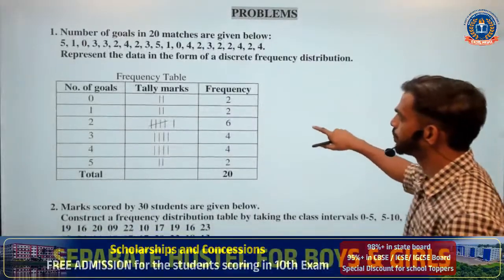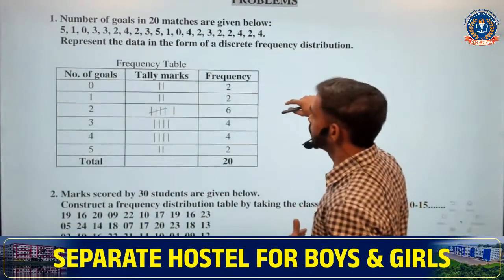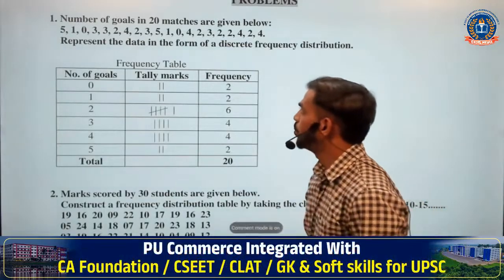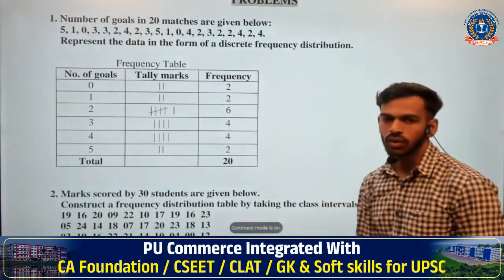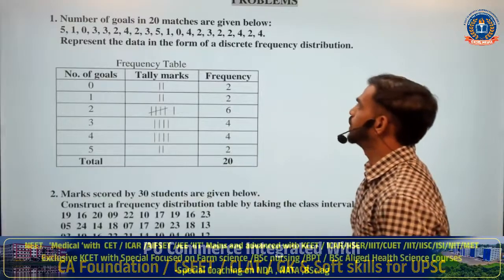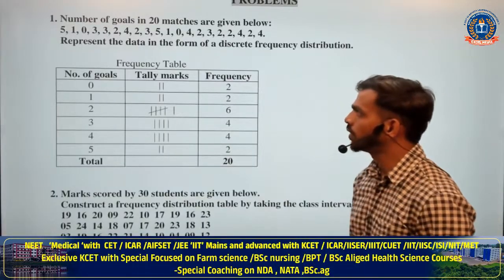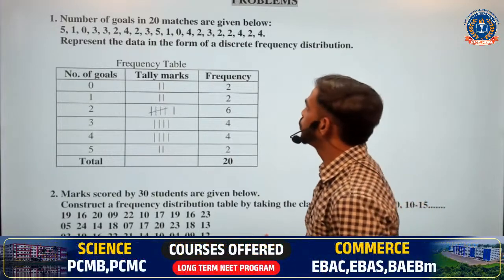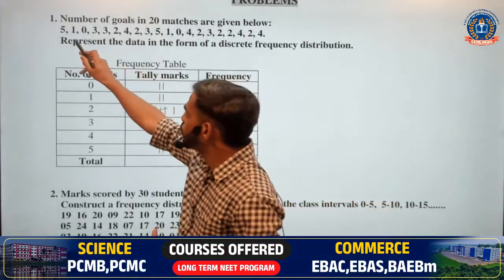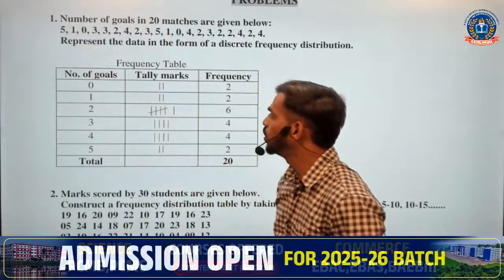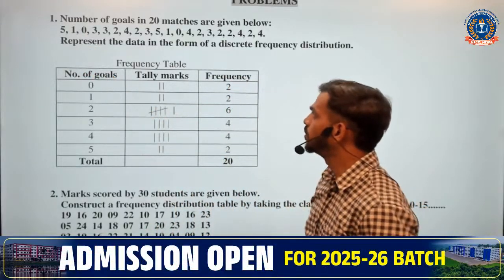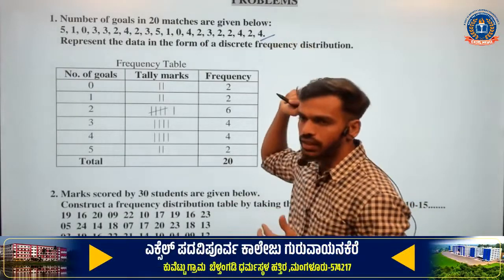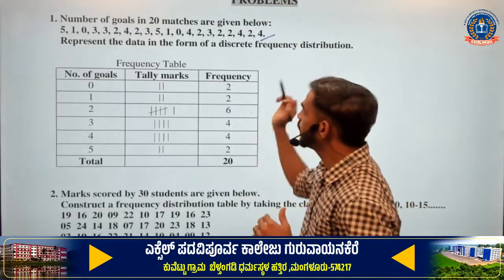See here, this is very clear. Here one data set gives the number of goals in 20 matches. Hope you can understand this example. So the number of goals in each match: first match 5 goals, next match 1 goal, next there is no goal, 3, like that. Till here we have the data. These are the goals in 20 matches.